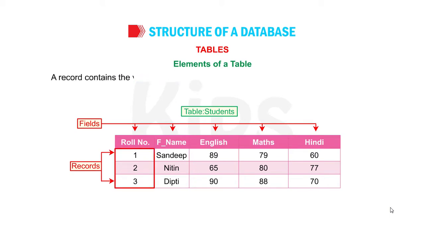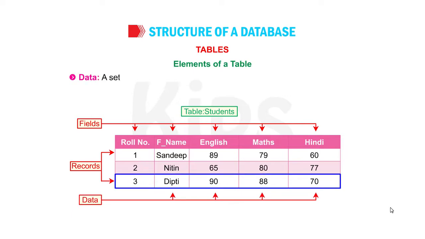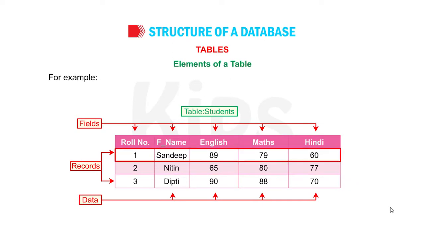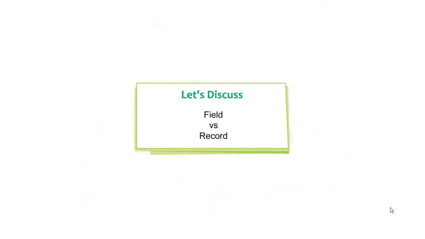A record contains the values for all the fields that belong to a single person or an entity. For example, when we enter data of all the fields such as roll number, first name and marks for a given student, it creates a new row in a table, which is called a record. Data. A set of characters that represent a valid value is known as data. For example, Sandeep, 89, 79 and 60 are the data values for the specific fields of the following table students. Alright, let us now discuss field versus record.